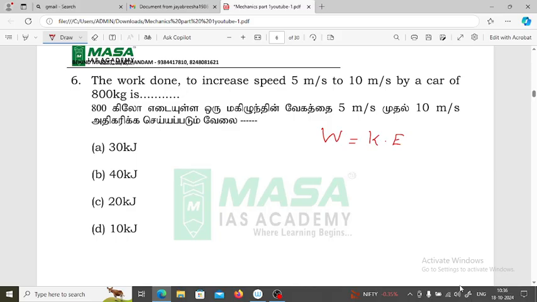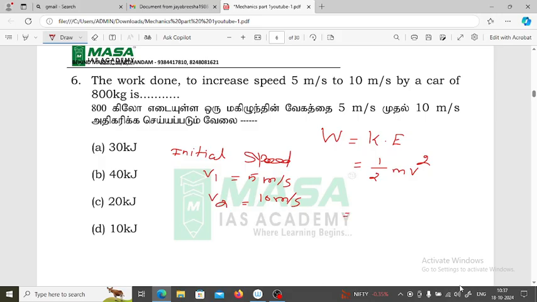What is the formula for kinetic energy? Kinetic energy is equal to half mv square. Very simple formula. Potential energy is equal to mg height. Here the kinetic energy is equal to half mv square. So here what are the given values? Initial speed is given, that is v1 is equal to 5 meter per second, and the final speed is also given, that is v2, 10 meter per second.